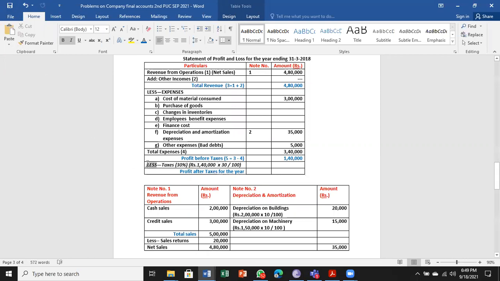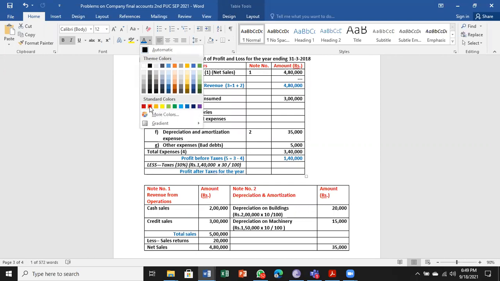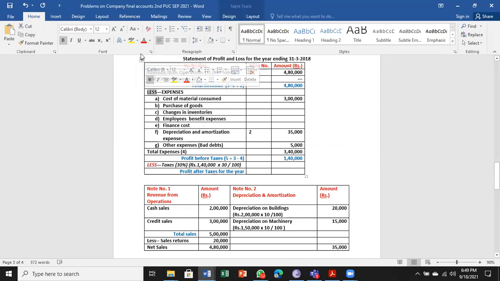This 1,40,000 we will take here for calculation of tax at 30%. That is, less tax. On 1,40,000, 30%, if you calculate, you will get 42,000. So 1,40,000 minus 42,000, 98,000 is profit after taxes for the year.